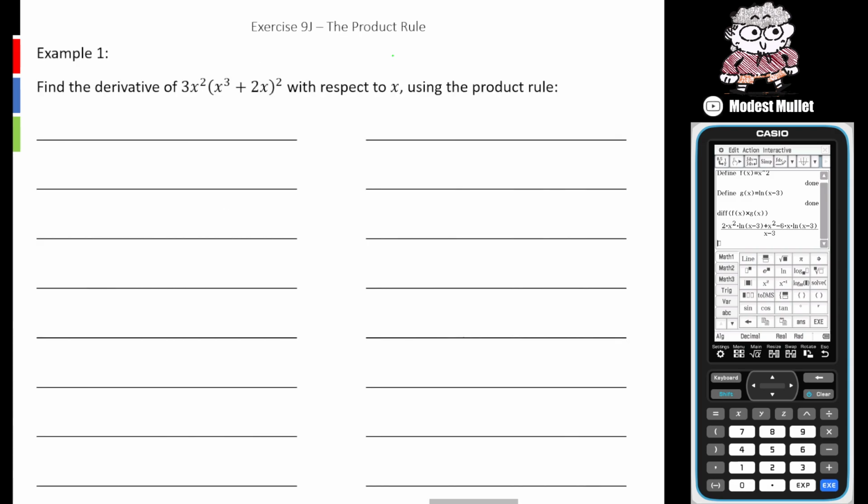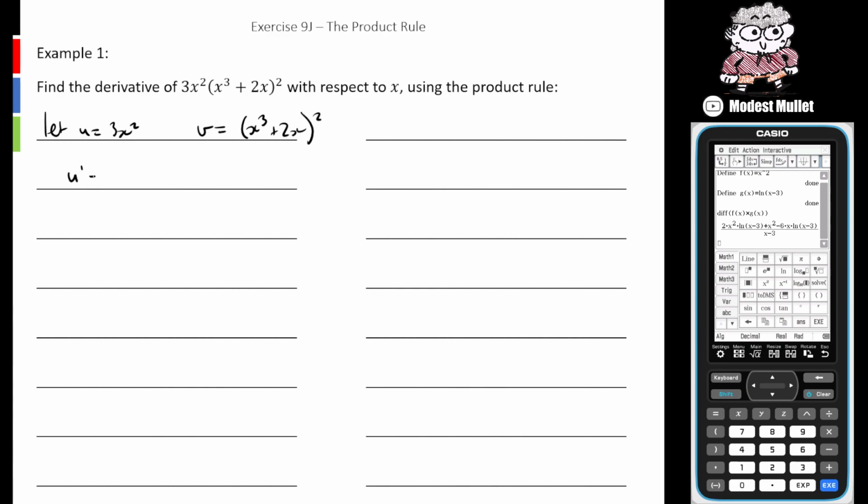Okay, so let's do one more quick example, which ties straight into this. Straight away, I'm going to let u equal 3x squared, my left expression. I'm going to let v equal x cubed plus 2x all squared. That's my right-hand expression. They're multiplied together. With this one, I could expand everything, get it in polynomial form, and then differentiate it. But let's have a go using the product rule instead.